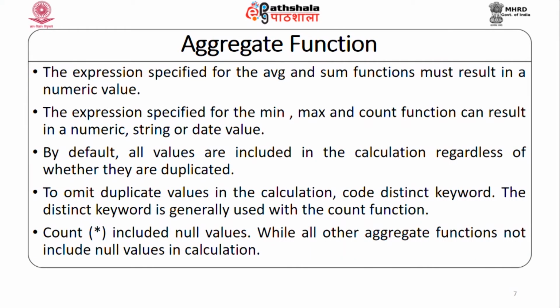When you provide an expression to aggregate functions: if you use the average and sum functions, the expression must result in a numeric value, but for the min, max and count functions, it can be a numeric, string or date value. By default, all values are included in the calculation regardless of whether they are duplicated or not, but if you use the DISTINCT keyword, only distinct values are considered. COUNT(*) includes null values also, and if you write COUNT of a particular column, it will give you the count of that column's non-null values.